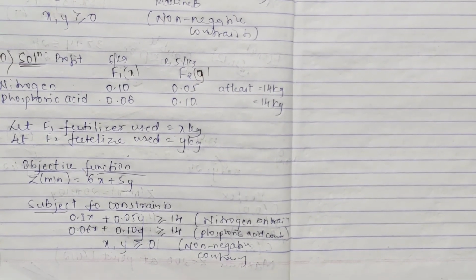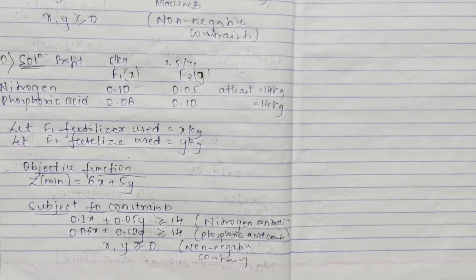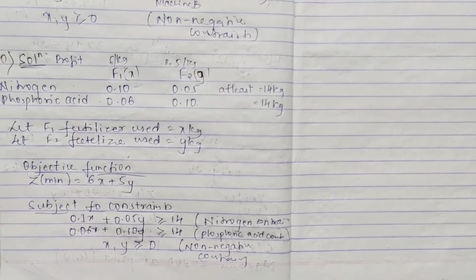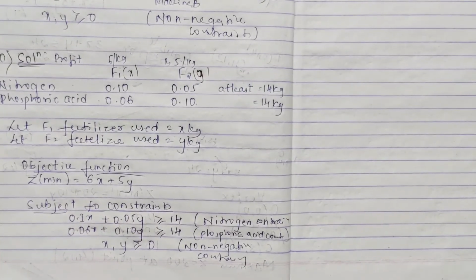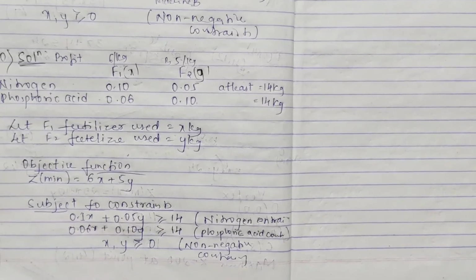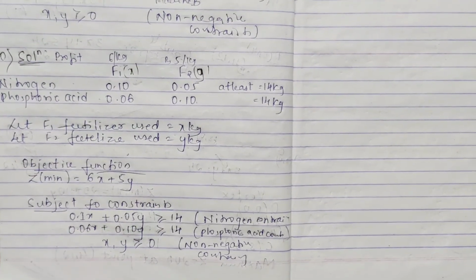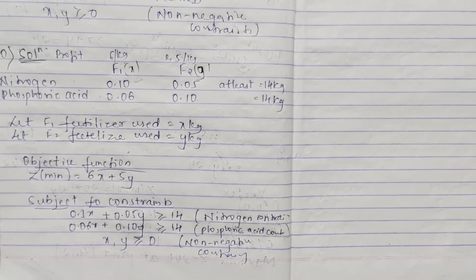Draw the graph, plot it, and see what minimum point you will get. Check first what the feasible region will be. Take this also as your homework. Try to do it, please, students. This is very important. From this you will get at least a 6 marks question; one question will be from this topic only.